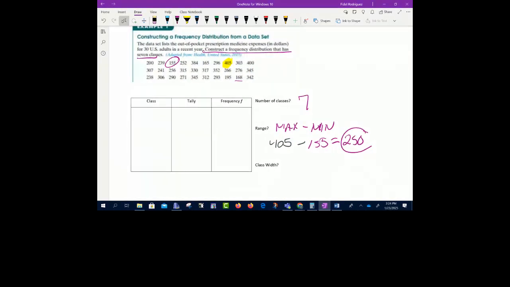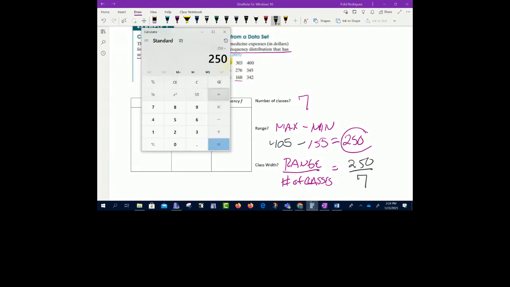Now, y'all, the way we're going to find our class width is we're going to take the range and divide it by the number of classes, okay? So we said our range was 250. We're going to divide that now by 7. So I'm going to take 250 and divide it by 7, 35.714. Okay, y'all, I told you a minute ago we're going to round up.